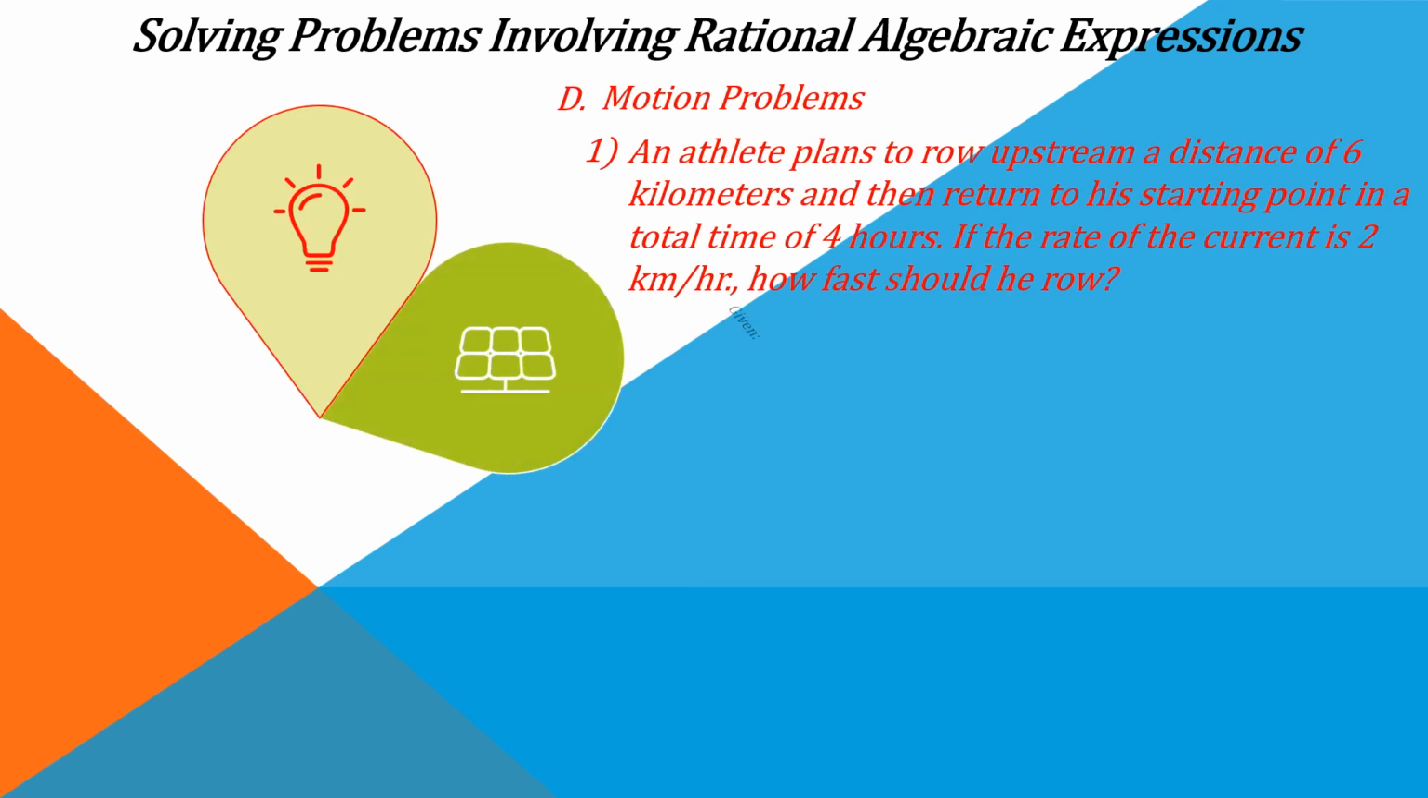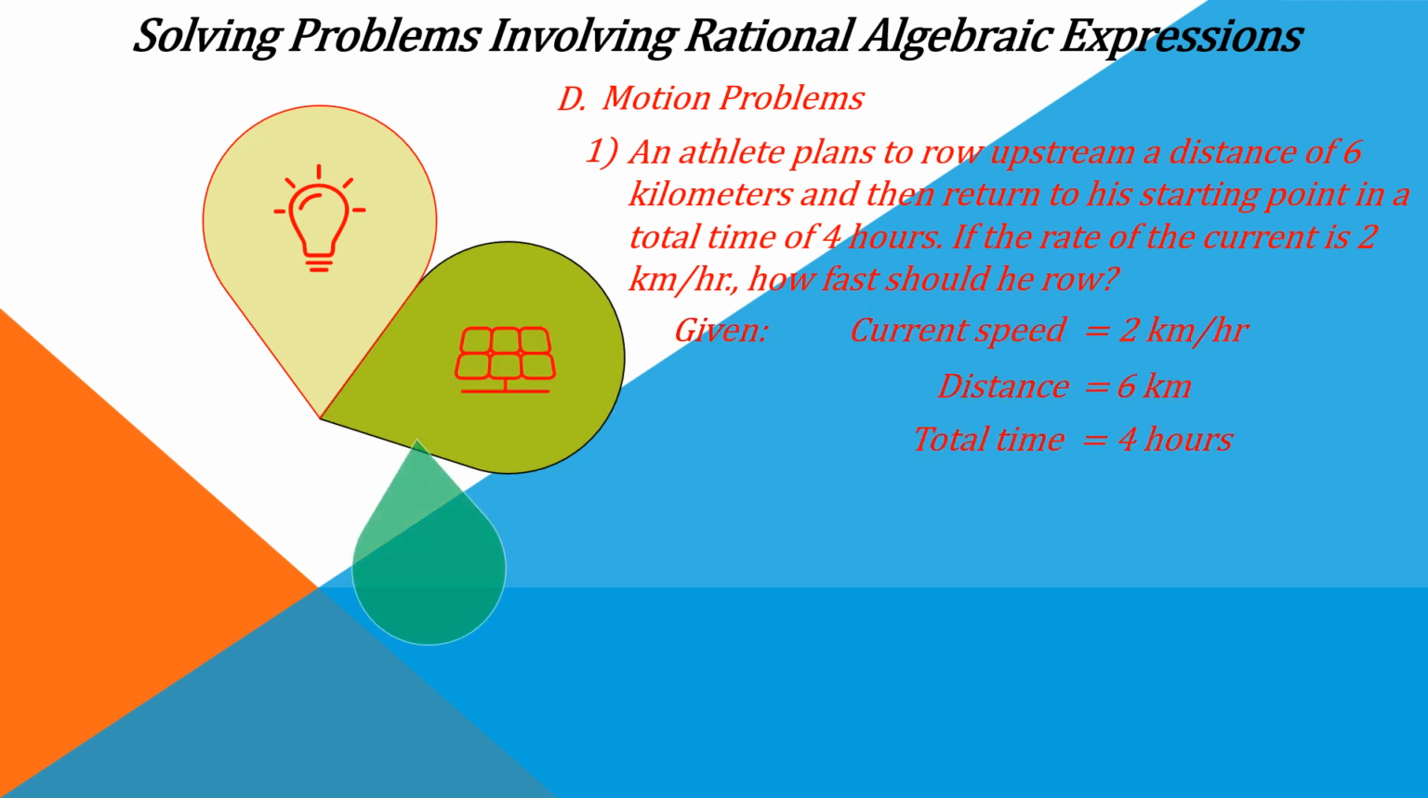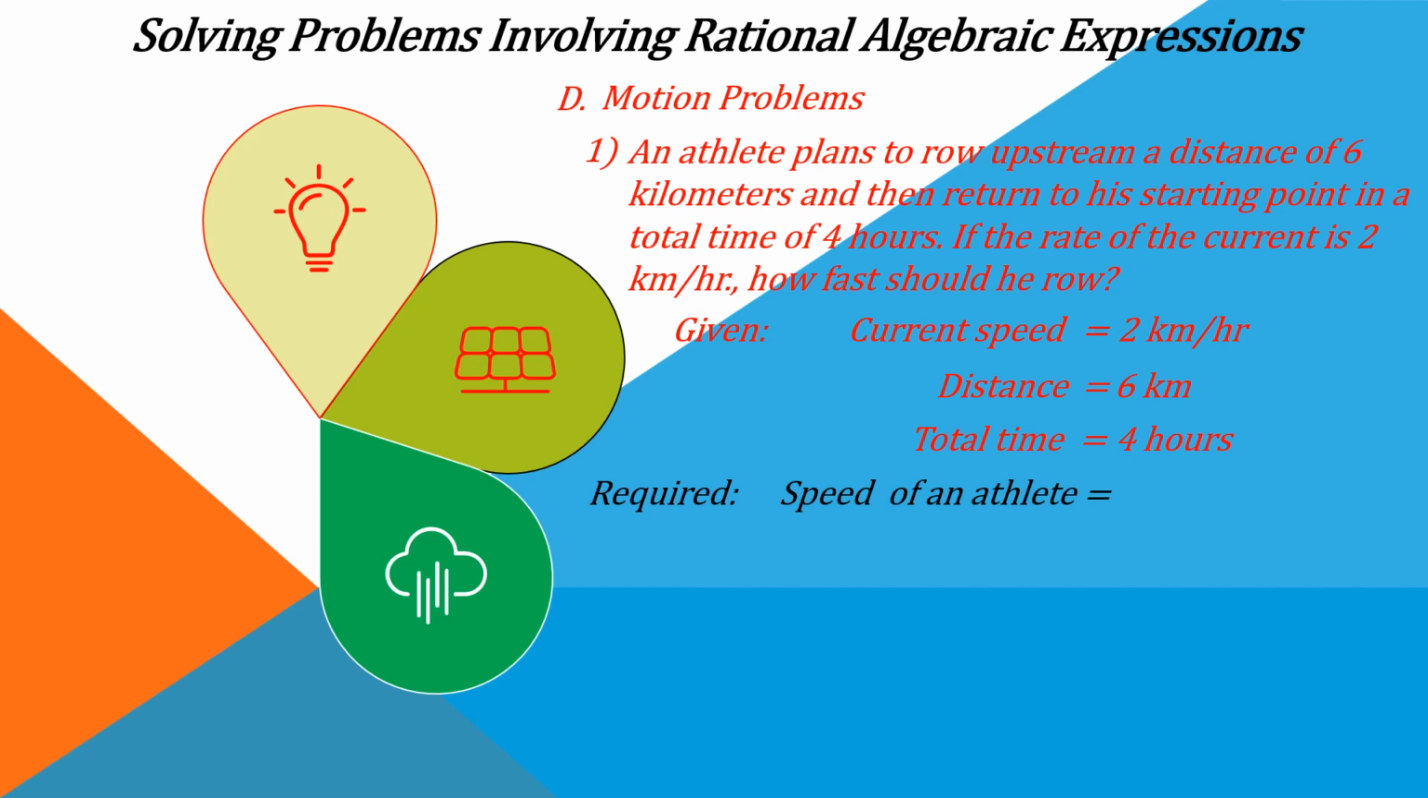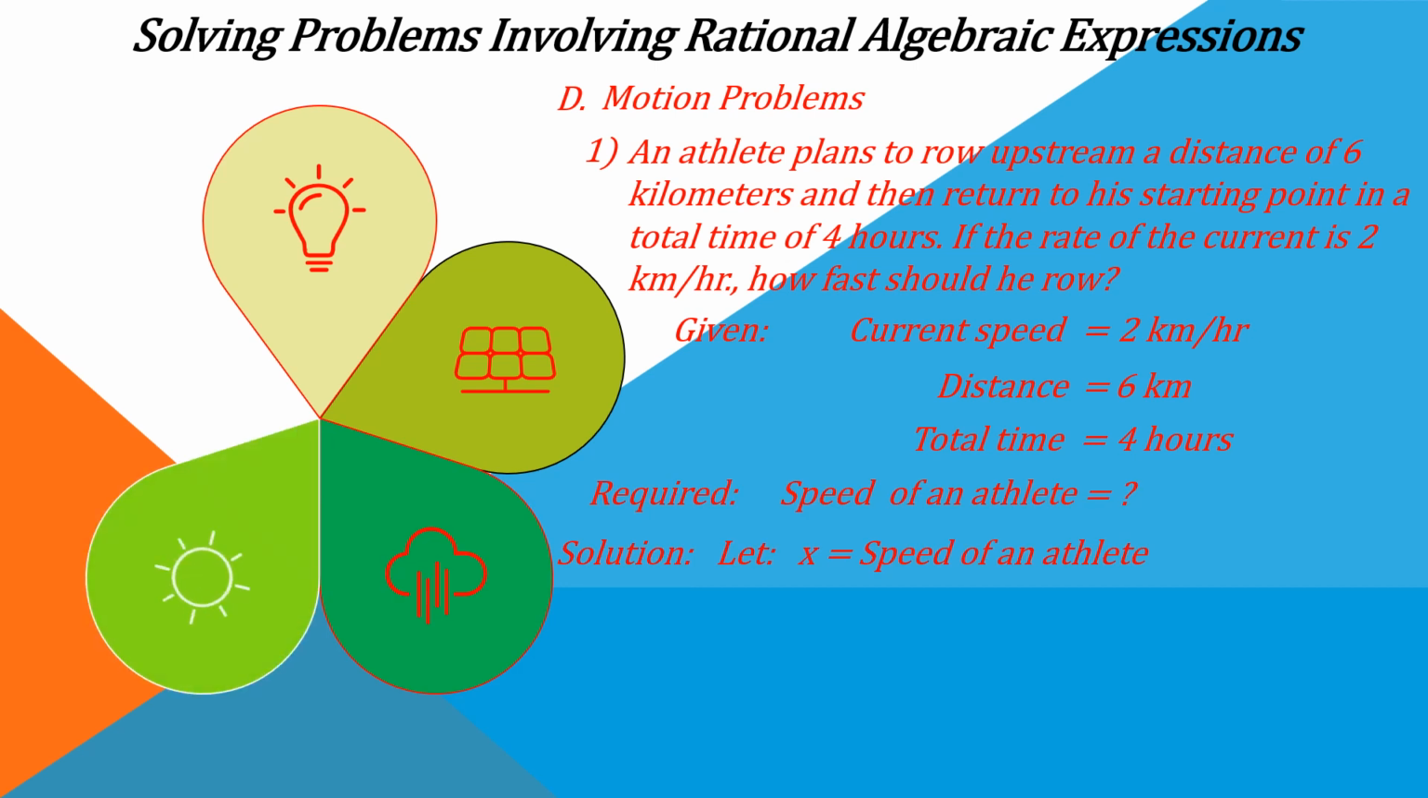So let us take the given current speed is 2 kilometers per hour. Distance is equal to 6 kilometers and then total time is 4 hours. What is required? The required is the speed of the athlete and it is unknown. Now, if we are asked to solve for the speed of the athlete, we need to add and subtract the current speed. In upstream, we will subtract. In downstream, we will add. So let x be the speed of the athlete, and then time is equal to distance over speed, and simply 6 over x minus 2 plus 6 over x plus 2.